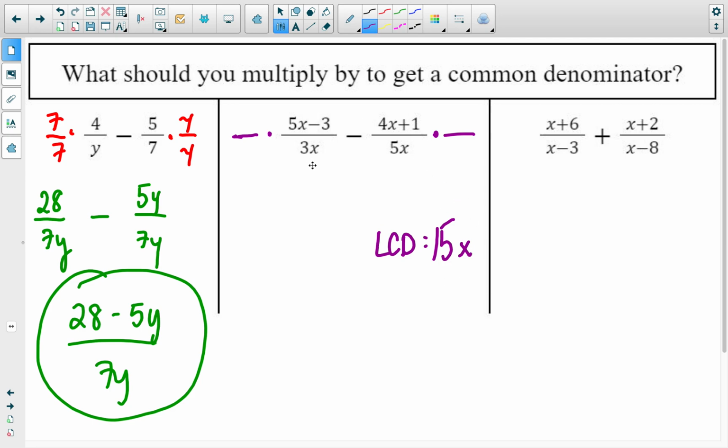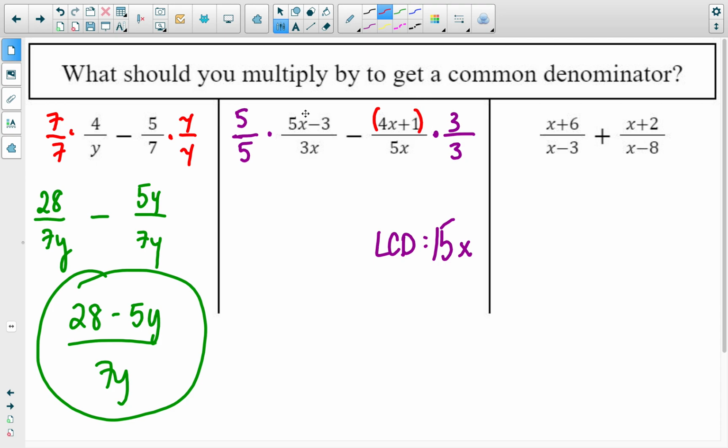5x minus 3 over 3x needs to be multiplied by a version of 1 in order to produce a fraction that has a denominator of 15x. So look at your denominator. Right now it's 3x. We need it to become 15x. How can we make that happen? We can multiply it by 5. So we multiply this first rational expression by 5 over 5. Then here we have a denominator of 5x. What can we multiply 5x by to get 15x? 3. So we'll multiply by 3 over 3.